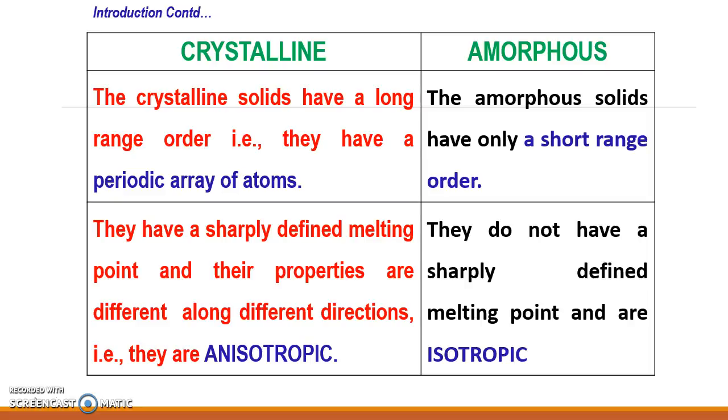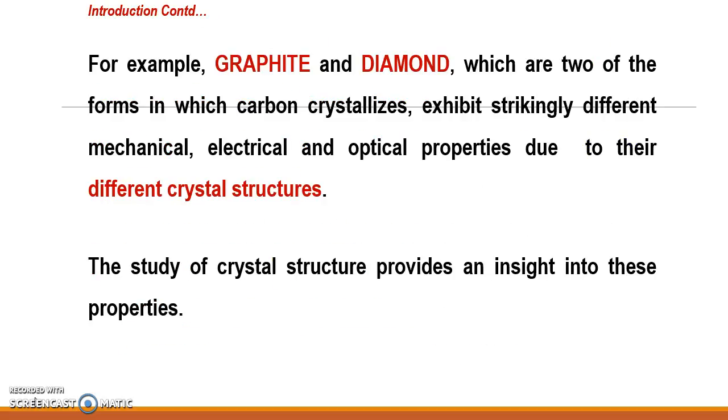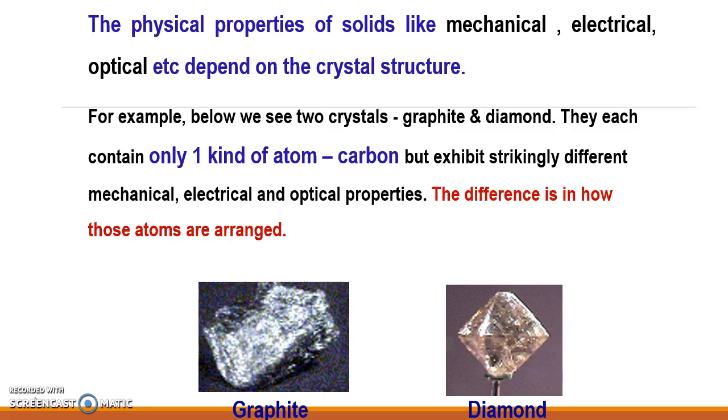Now, we can basically classify these two, the crystalline and amorphous solids. The crystalline solid has a long range order, that is, a periodic array of atoms, and amorphous solids don't have it, they have only short range order. Graphite and diamond are the best examples I can quote. The physical properties of solids like mechanical, electrical, optical, etc. depend on the crystal structure.